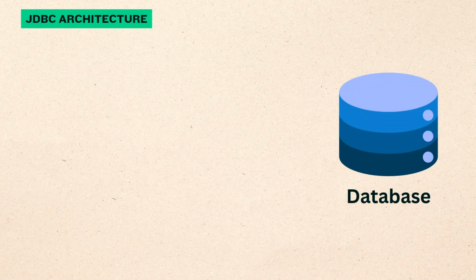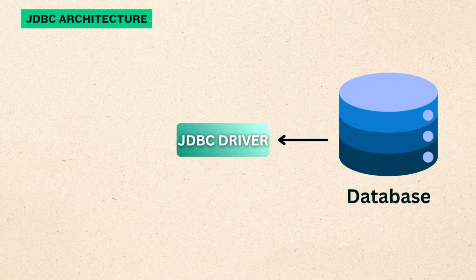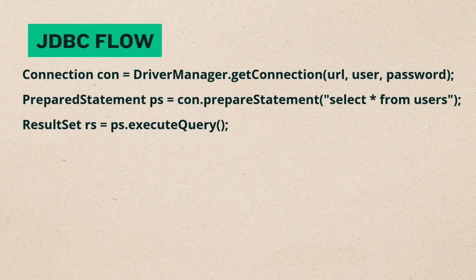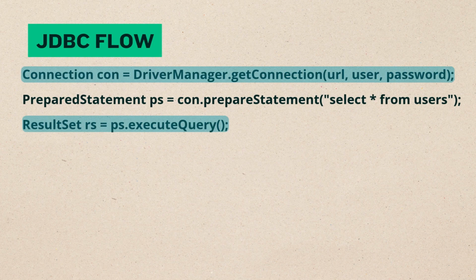Finally, the database processes the SQL query, retrieves or updates the data, and sends the result back to the JDBC driver. The driver then returns the result to the Java application. Now we will try to understand the flow of JDBC using a simple example code. In this example, we will establish a connection and execute a query.